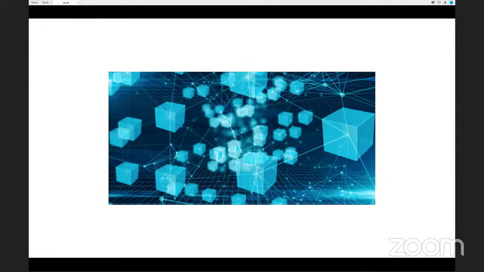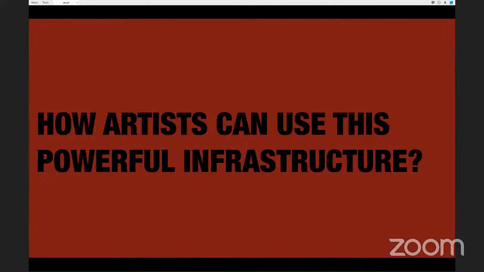That is what a blockchain is, for use as a distributed ledger. A blockchain is typically managed collectively by a peer-to-peer network, and that makes it very, very safe. Another question I want to pose is how artists, especially computer artists, can use this powerful infrastructure.